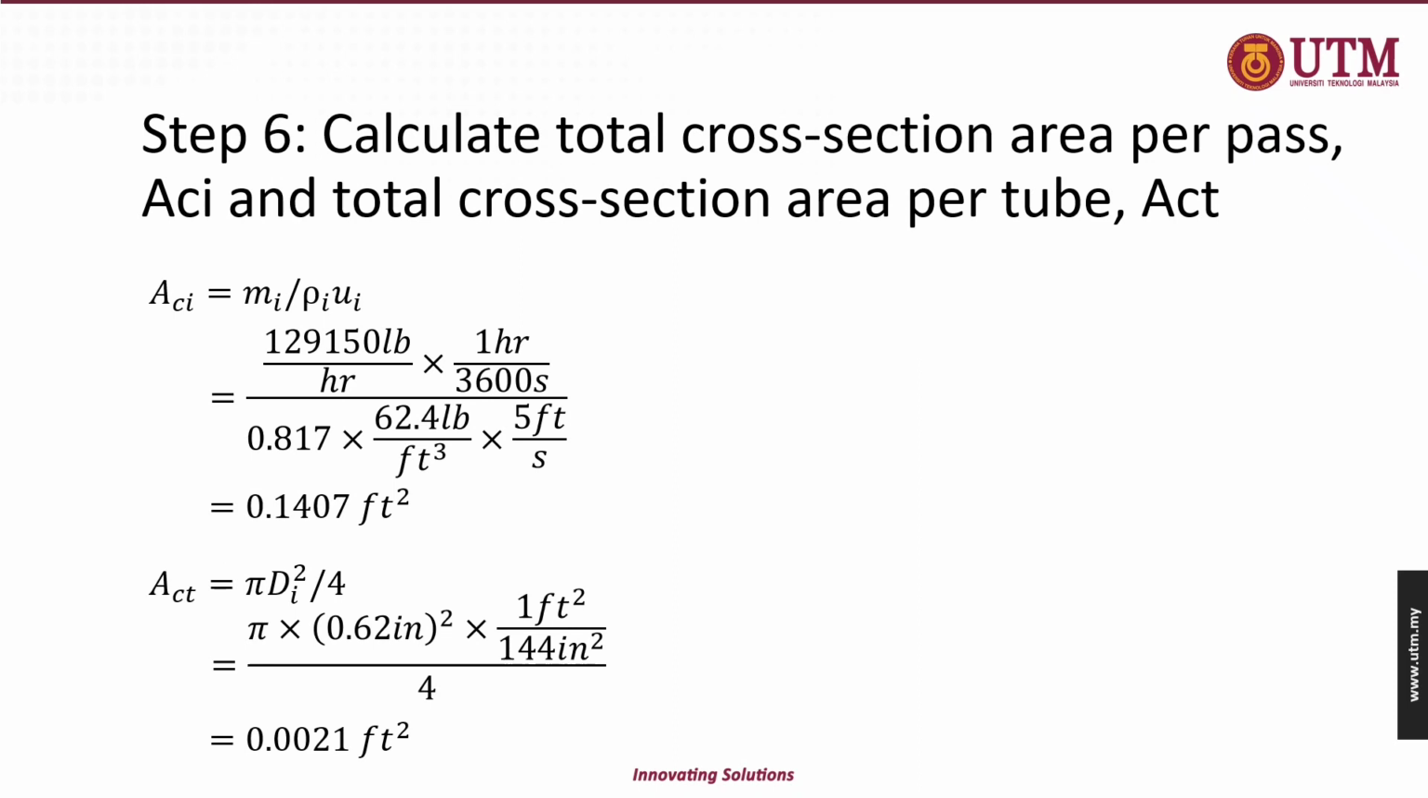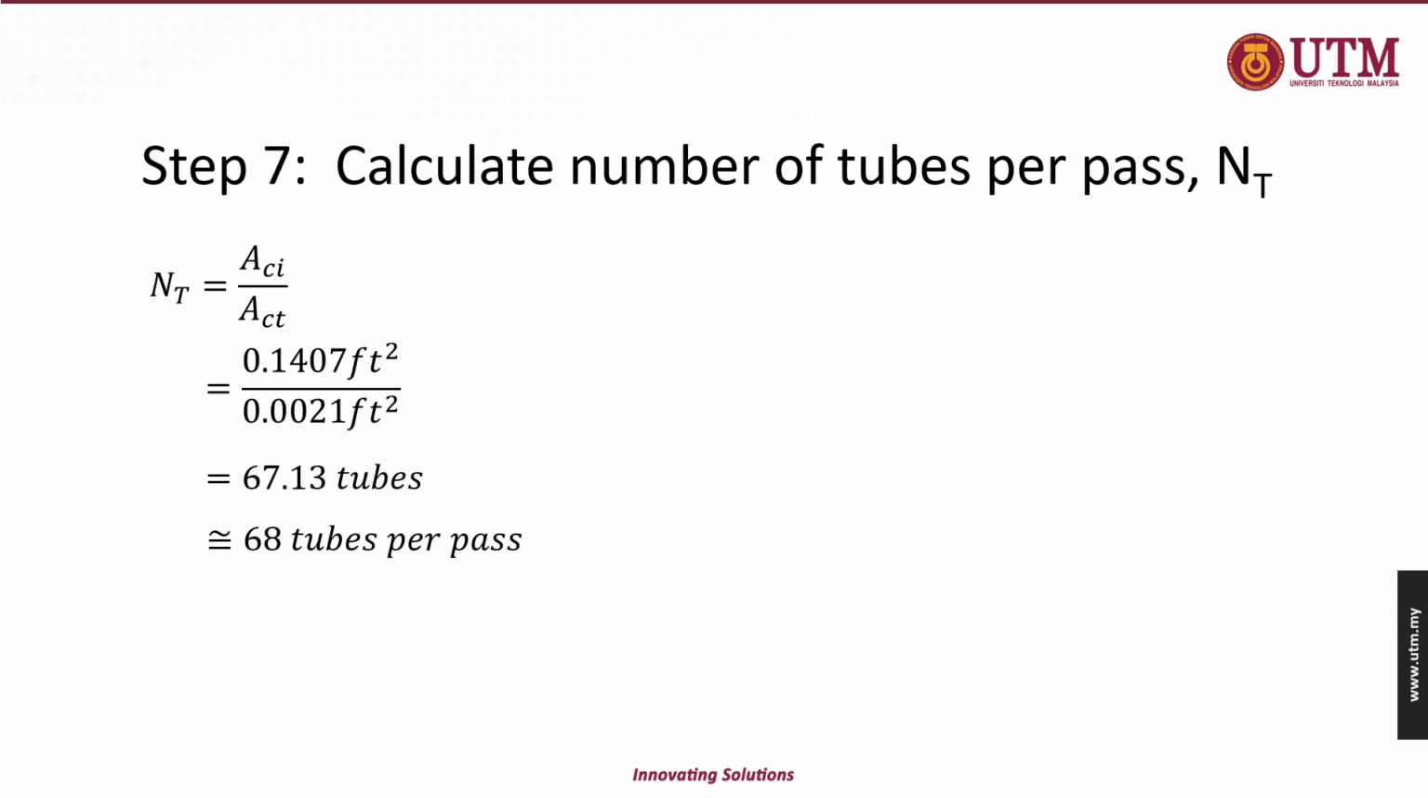In step 6, we calculate total cross-section area per pass and total cross-section area per tube by using formula, and we get 0.1407 square for total cross-section area per pass and 0.0021 foot square for total cross-section area per tube. For step 7, we need to calculate number of tubes per pass (T) by dividing value of total cross-section area per pass with the total cross-section area per tube, and we get 67.13 tubes. Our estimation is 68 tubes per pass.